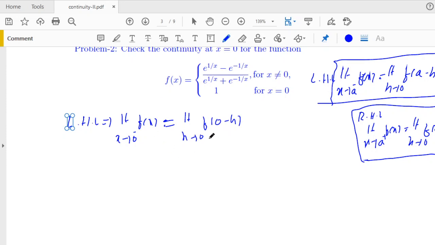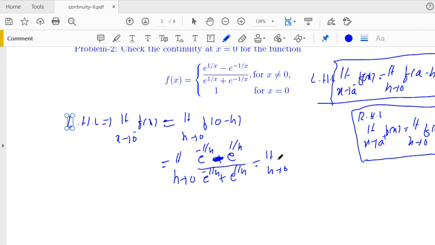Therefore, this implies that if we substitute x equal to minus h here, then the limit as h goes to 0 of e power minus 1 by h plus e power minus minus cancels, e power 1 by h, all divided by minus e power minus 1 by h plus e power 1 by h. Therefore, this value equals the limit as h goes to 0.